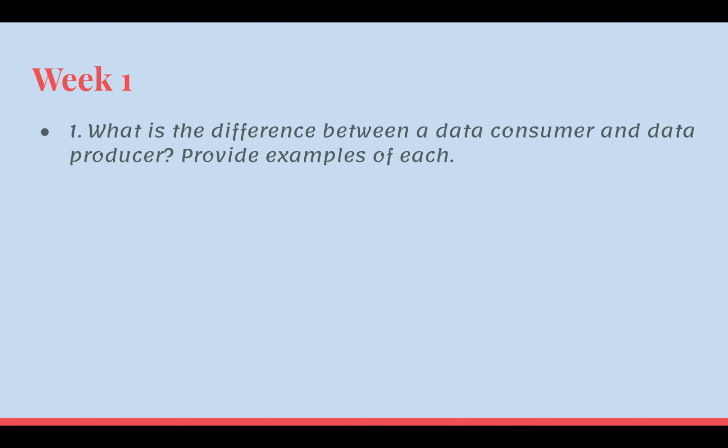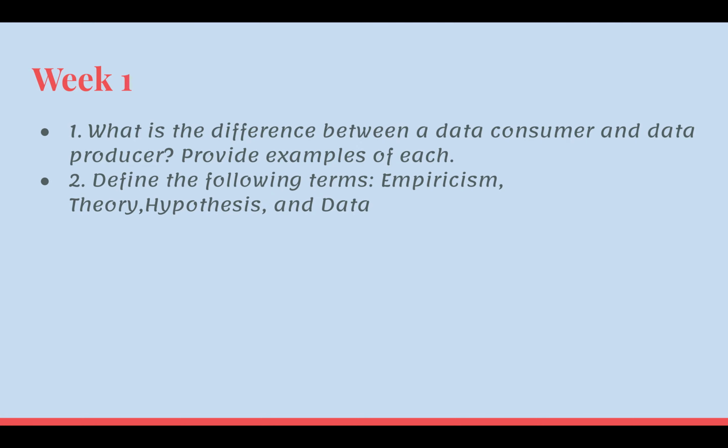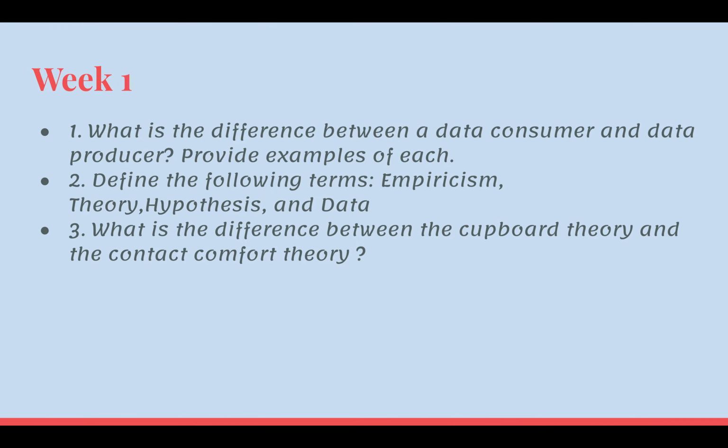Firstly, the worksheets review. In week 1, I asked, what is the difference between a data consumer and data producer? Provide examples of each. In week 2, I asked, define the following terms: empiricism, theory, hypothesis, and data. I also asked what's the difference between the corporate theory and the contact comfort theory. And lastly, what are the qualities of a good theory? I'll give you guys a few seconds to answer the questions, or you can pause the video and resume when you're ready.